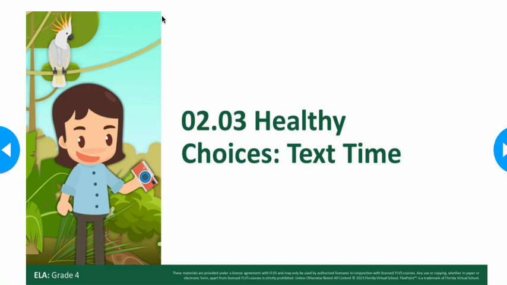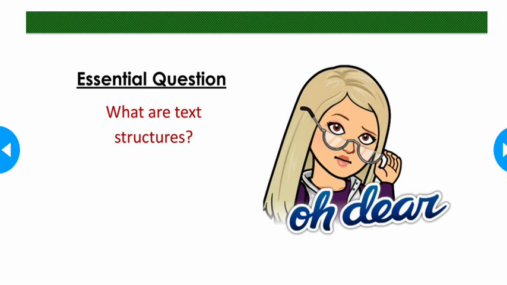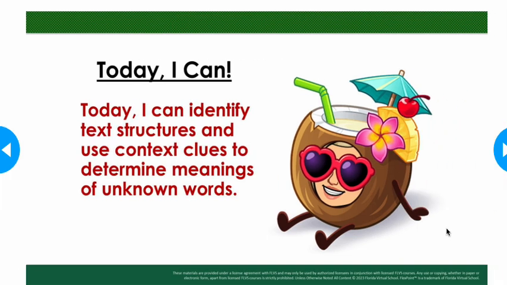Right, fourth grade, let's go ahead and talk about lesson 203 for English language arts. As we get ready to start our lesson, my question to you is, what are text structures? This is going to be different than a text feature or an access feature that we talked about last week. Well, let's get ready to take a look and learn. Today our I can statement is: I can identify text structures and use context clues to determine the meaning of unknown words.